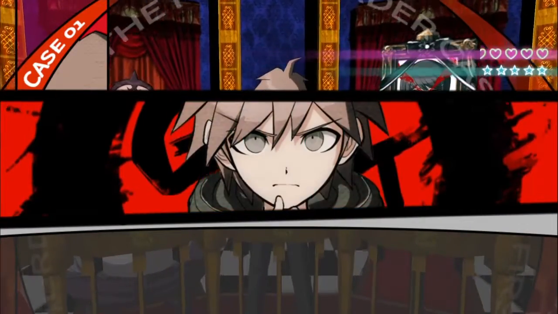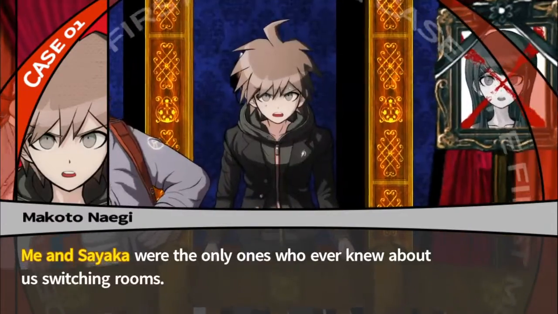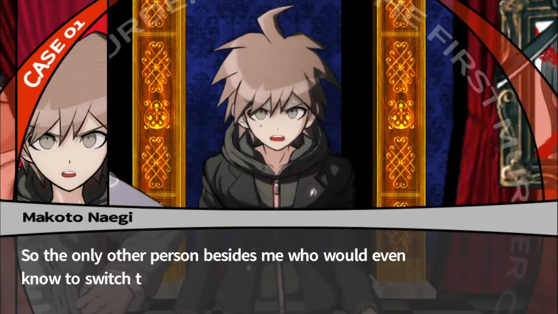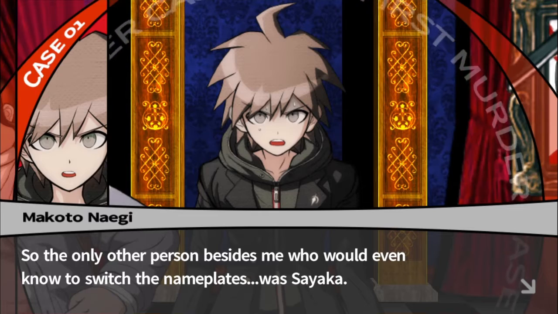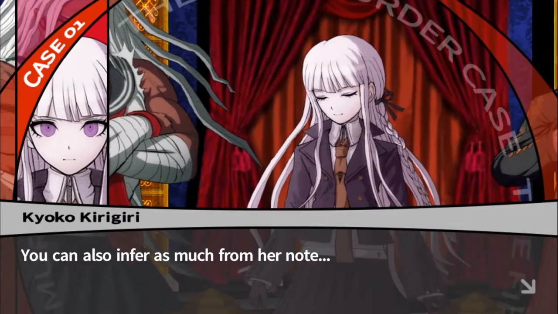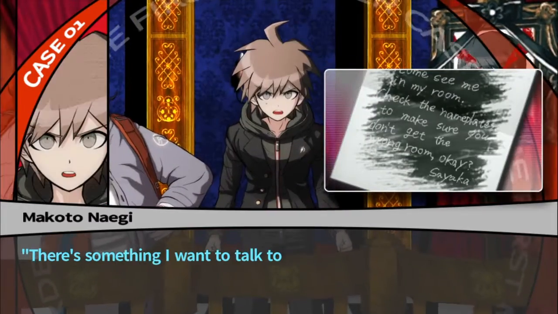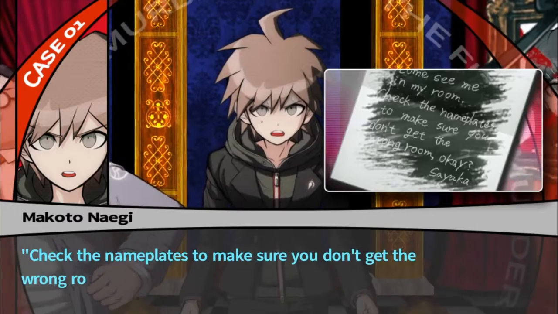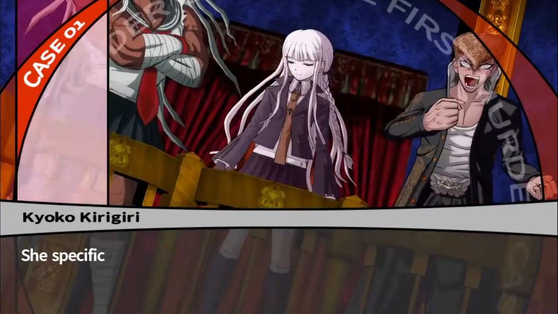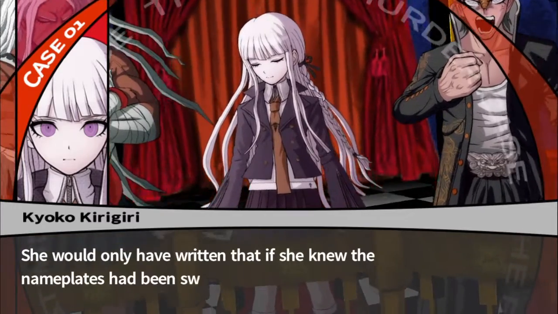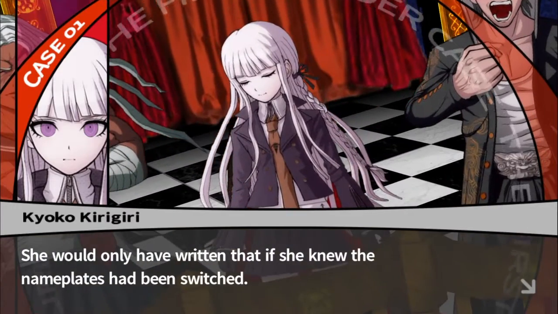I got it! Me and Sayaka were the only ones who ever knew about us switching rooms. So the only other person besides me who would even know to switch the nameplates was Sayaka. You can also infer as much from her note. She specifically tells the reader to check the nameplate. She would only have written that if she knew the nameplates had been switched.